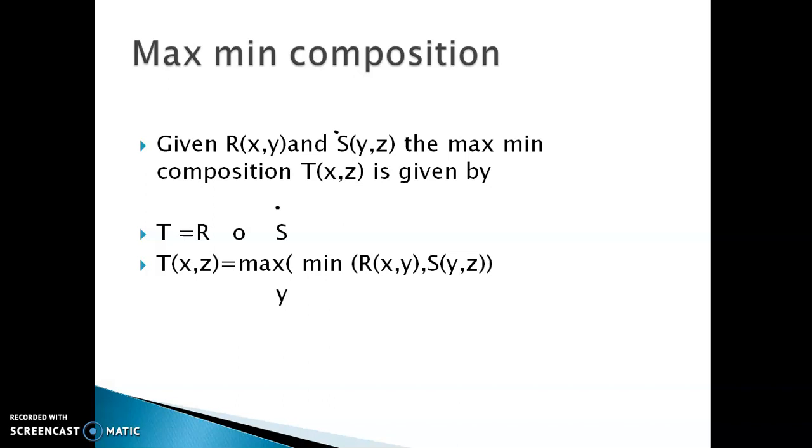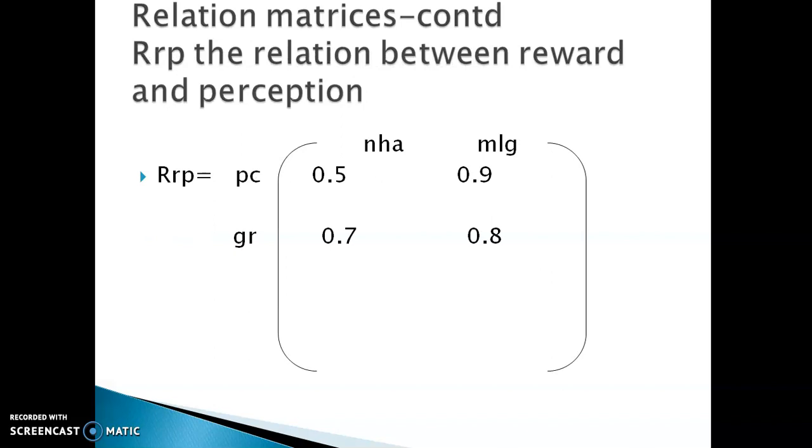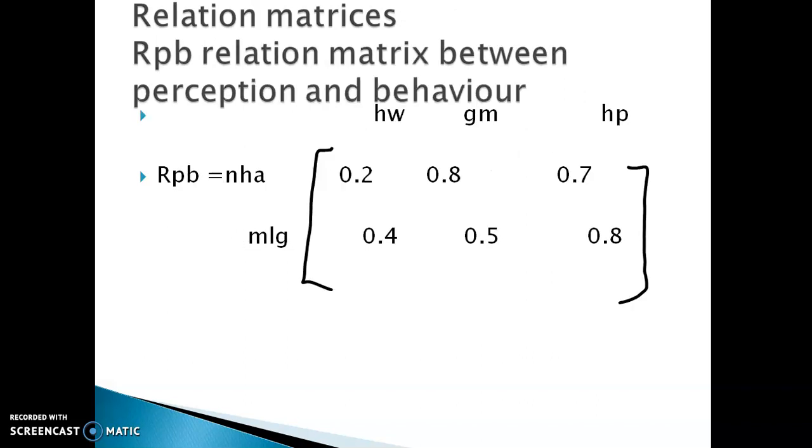So given these two matrices, we need to find the relation between reward and behavior. This can be done using max-min composition. Given R of xy and S of yz, the max-min composition T of xz is given by T equals R o S. T of xz equals max over y of the min values between R of xy and S of yz. Now I show the relationship matrices RRP and RPB again.